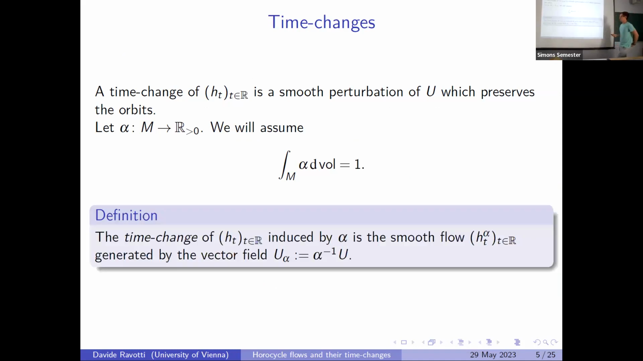So the time change of the Horocycle flow induced by this function alpha, and I will soon assume some regularity of this function. I assume it's smooth. Since here I'm writing the smooth flow, I'm implicitly already assuming some smoothness of alpha. It's going to be the smooth flow generated by the perturbed vector field. U was the vector field generating the classical Horocycle flow, and now I'm multiplying it by 1 over alpha.